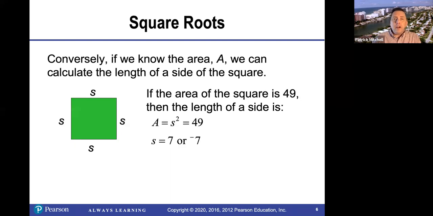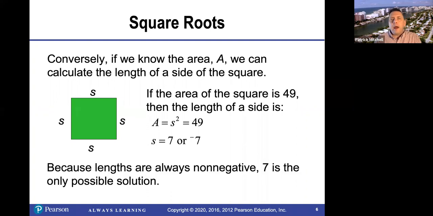Conversely, if we know the area, we can calculate the length of a side of the square. For example, if the area of the square is 49, then the length of a side is given by the formula S squared equals 49. Now, that equation has two solutions, 7 and -7. However, lengths are always non-negative, so 7 is the only possible solution. Now, I want to clarify that so far we have not run into any irrational numbers, but we're getting there.